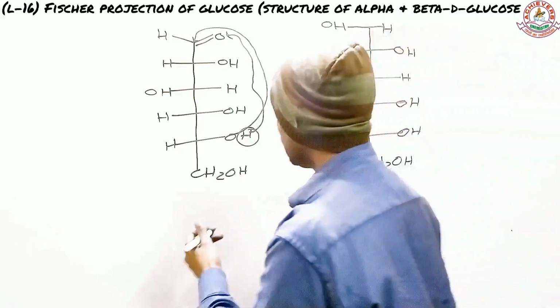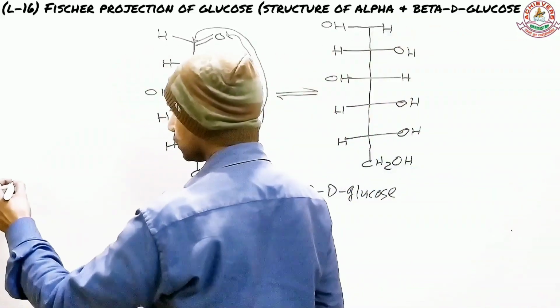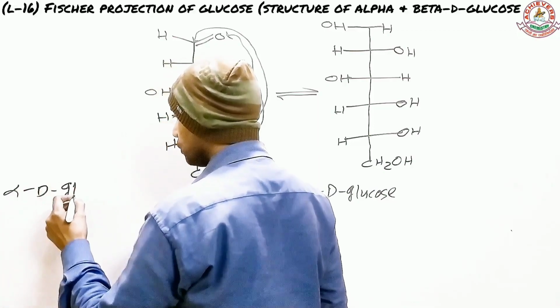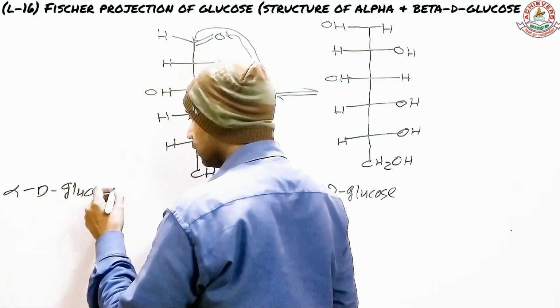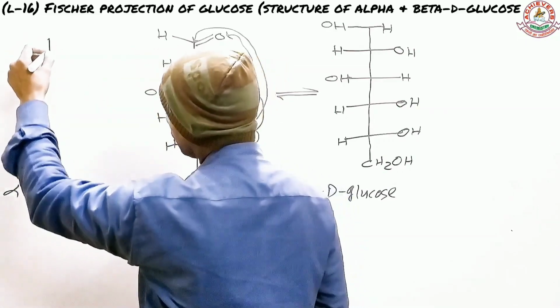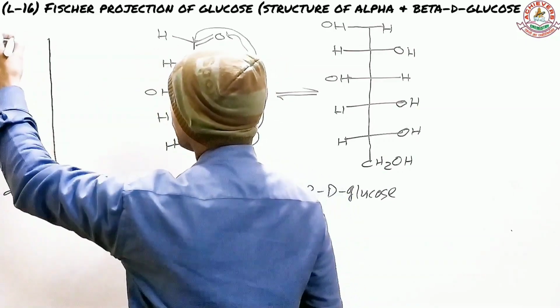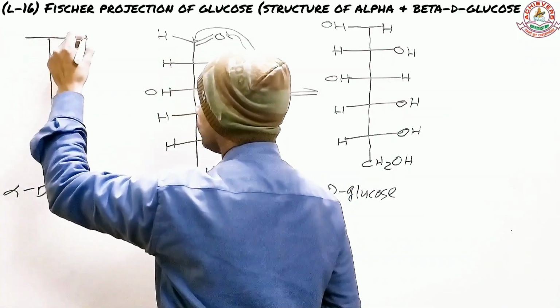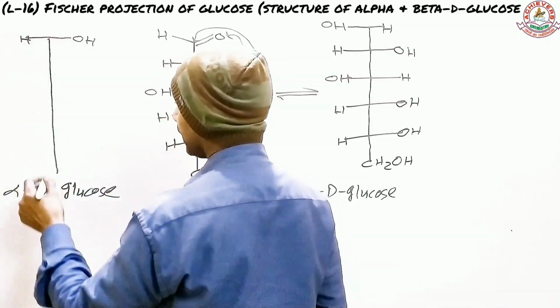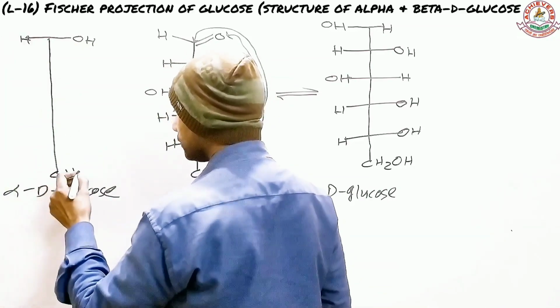Now draw the alpha one. I'm just naming it first and then I will draw. So this is your alpha D glucose. So what is happening here? You have again your vertical line. You need to draw a vertical line here. And this vertical line's first carbon has OH on the right hand side, H on the left hand side, and this one has nothing but a CH2OH.